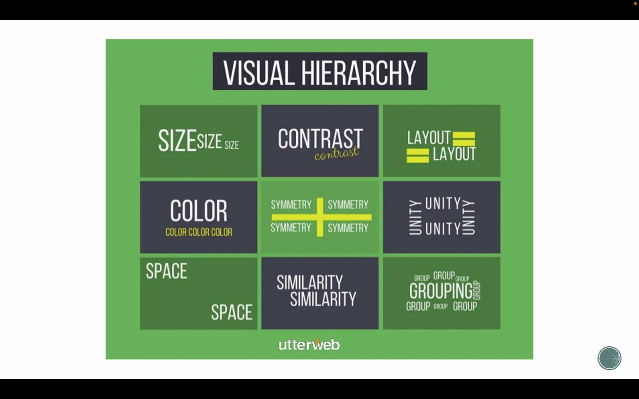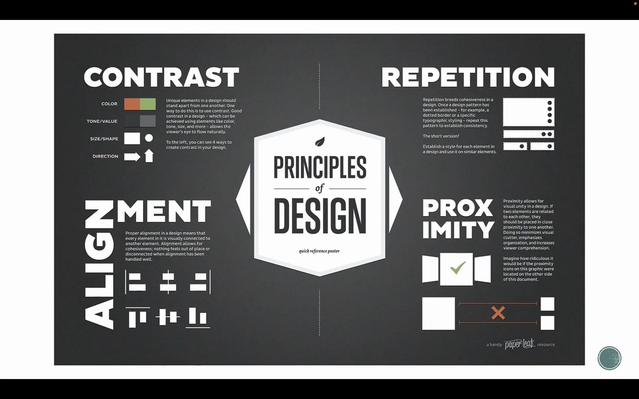So, visual hierarchy: you can communicate the importance of something using various things to make it stand out or not stand out. Some of those would be the size of it, which is something we've already looked at with our headings. The contrast, the way that things are laid out, color, the symmetry of things, how unified things are, how much white space you have, how similar things are to each other, and how you group them. These are going to be some of the designs that get focused on the most, and you'll notice that there's a lot of overlap here.